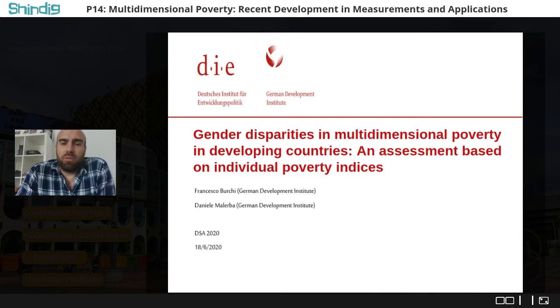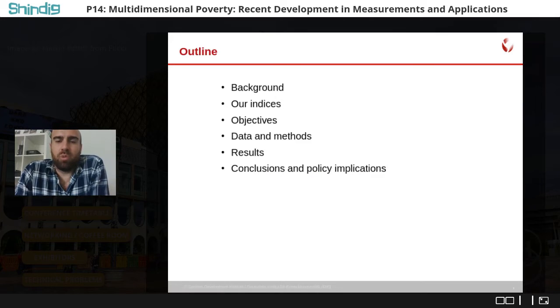I also think that our presentation fits very well after the previous two presentations. There are some similarities, in that we also use an individual index of multidimensional poverty in our work, and we use it to assess gender differences in multidimensional poverty, which was also touched on in the last presentation. We do not do this just for one country, but we assess gender disparities for a large set of lower middle income countries.